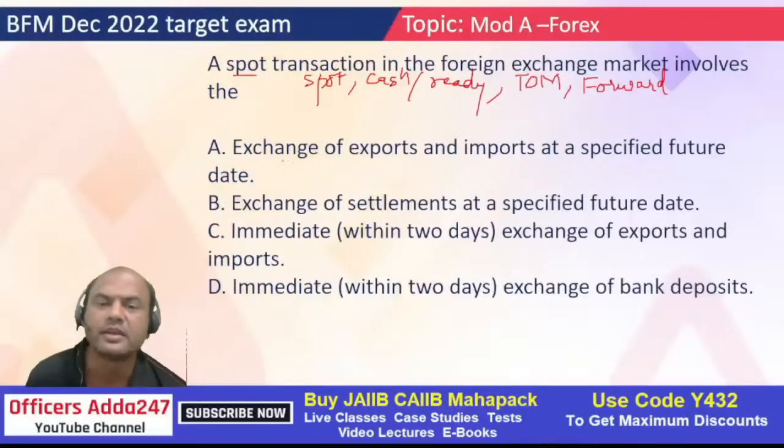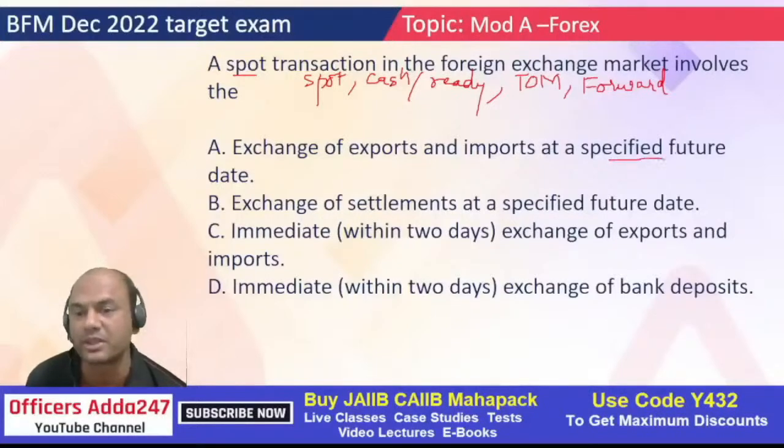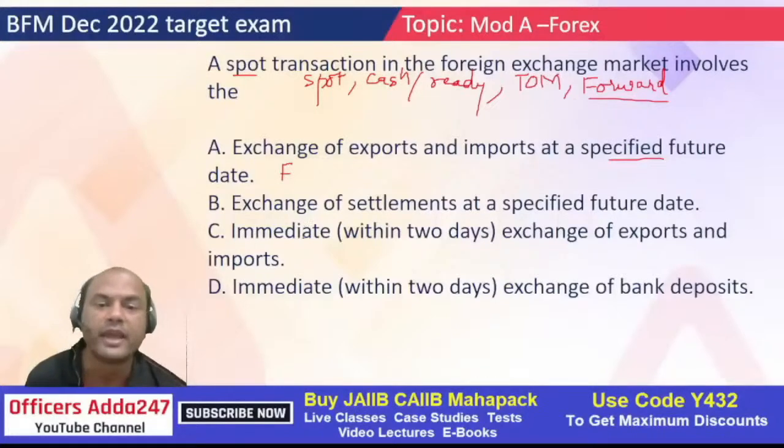Okay. So let's see. Exchange of export and imports at a specified future date. Now see here, I'll give you a hint. All these 4 are over here. Let me see who can answer this now. At a specified future date. So it is what? Spot, cash, Tom or forward. Correct. It is forward. So the answer is forward over here. But I want it for spot. Right. Move on.